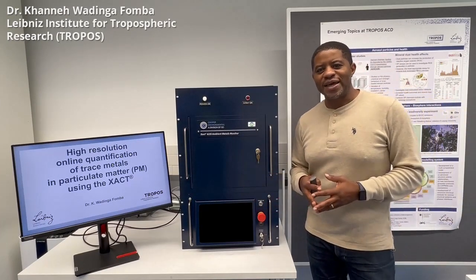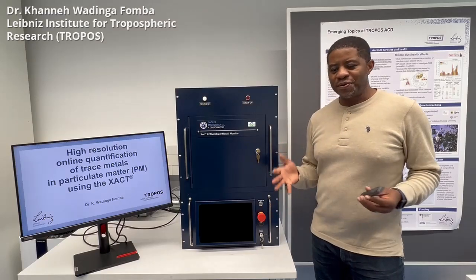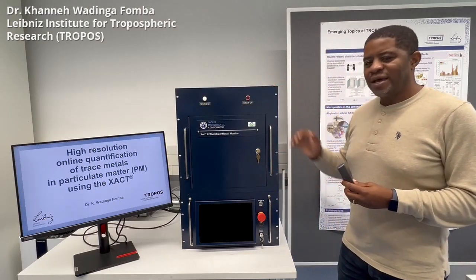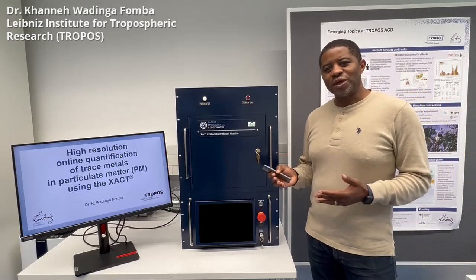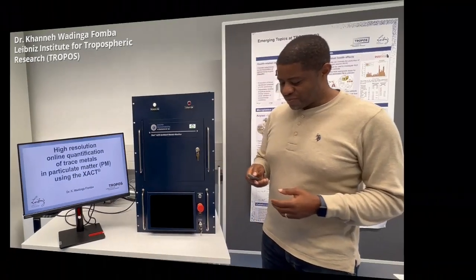Good day everybody, and we are happy that you've taken time to look into this tutorial about first hands-on experience with the XACT. Today I will give you a quick overview of the high resolution online quantification of trace metals in particulate matter using this nice instrument.